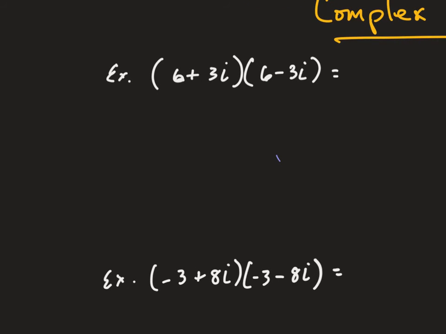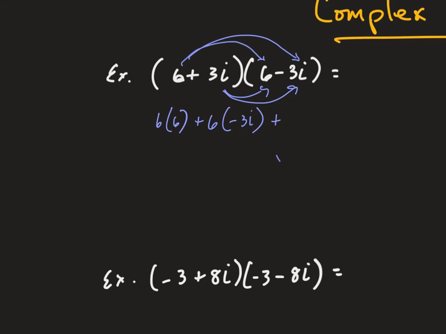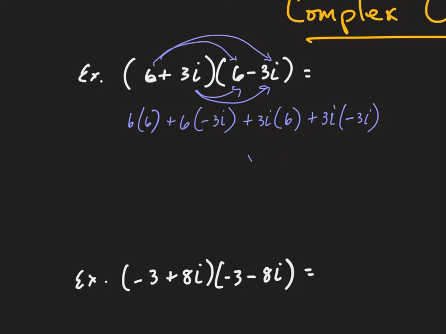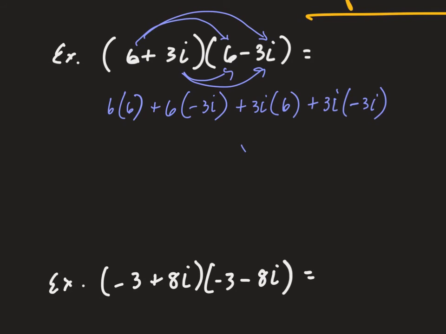And when we do this, it's going to be 6 times 6. Remember, we're going to do the same form of multiplying. We multiply one term times everything in the other expression, and then the second term times everything in the other expression. So I multiply 6 times 6, then 6 times negative 3i, then a positive 3i times a positive 6, and then 3i times negative 3i.